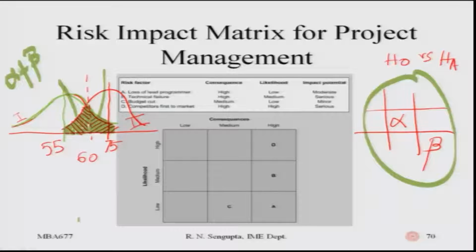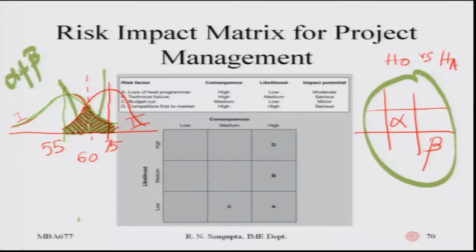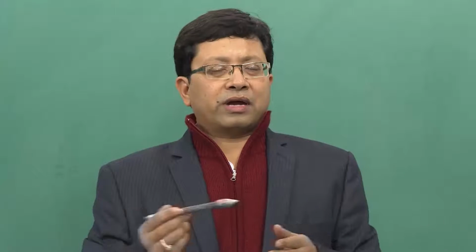So, if you consider the risk factors, there would be loss of lead programmer, that these are the consequences, but obviously there would be an effect in the quantitative sense, we will see that later on. There would be technical failures, budget cuts, competitors first in the market, and the consequence can be either high or low depending on what type of projects we are doing, and likelihood and impact potential would also be analyzed by the project manager team, the project supervisor and the organizational manager who has a vertical and a horizontal HR relationship with the project team as such.